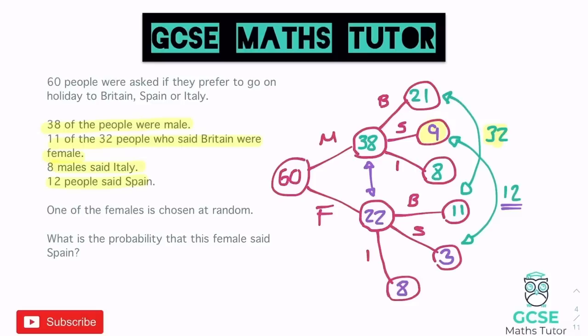It says one of the females is chosen at random. Okay, so, and again, let's have a look. Let's just highlight this. The female box is out of 22. And it says what is the probability that they choose Spain. There we go, so Spain is the 3 just there. So we just use those 2 numbers, 3 out of the 22. Okay, so again, very similar to what we did before, but obviously we were using a frequency tree instead this time.